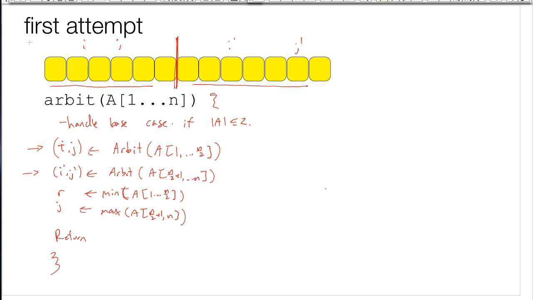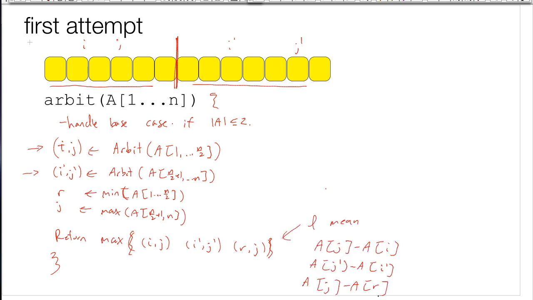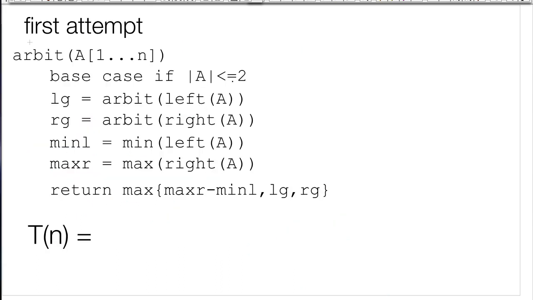And so the answer is either going to be the max of (i, j), (i', j'), or Romeo and Juliet. Does everybody follow? So this is handle the base case, find the best trade you can make on the left side, the best trade you can make on the right side, and then of course the Romeo and Juliet situation is buy on the left and sell on the right. And so you return like this.